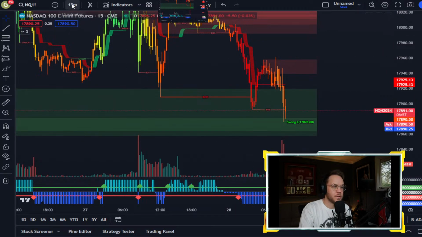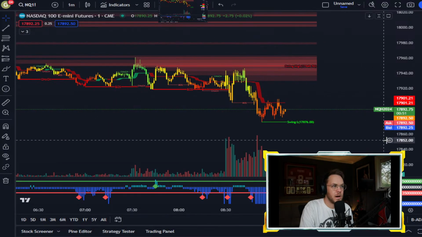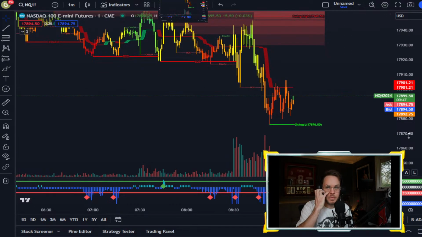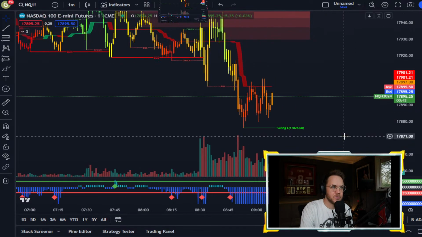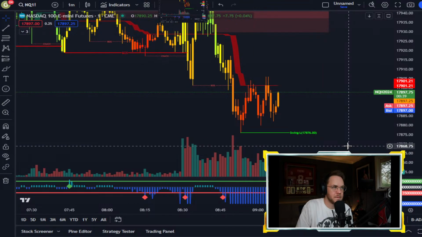So I'm going to switch. I don't trade on the 15 minute. I only trade on the 1 minute. So I'm going to switch back to the 1 minute. But I do look at the 3-minute, 5-minute, 15-minute, even the day candles sometimes if I'm trying to figure out the general movement of the market over a long period of time.